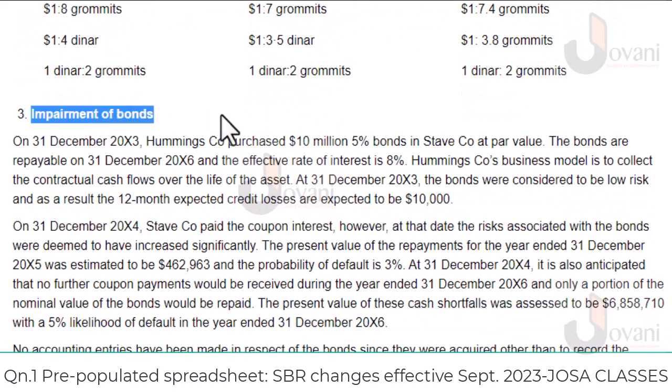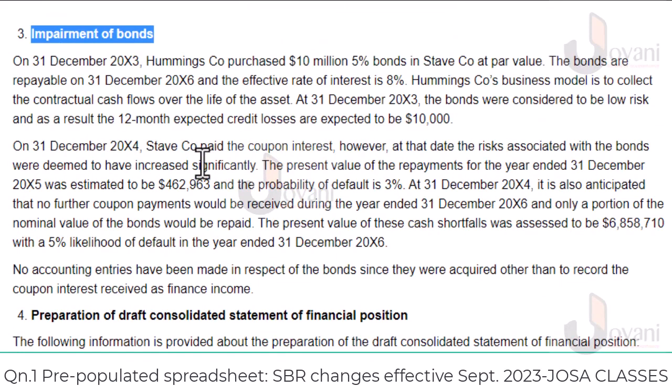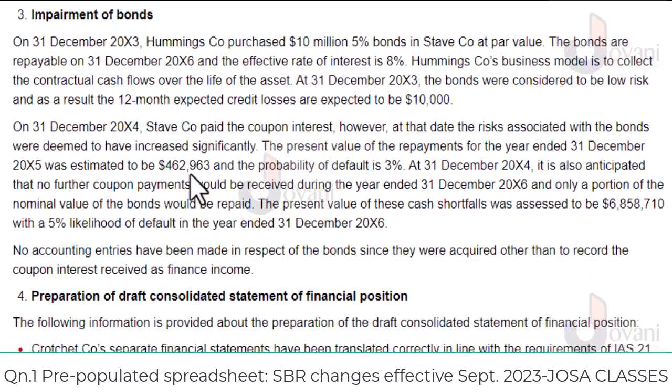Exhibit 3 is about impairment of bonds, which is IAS 36. So as long as you are aware of IAS 36 and how it should be treated, you read through and see how they are not following the standard.